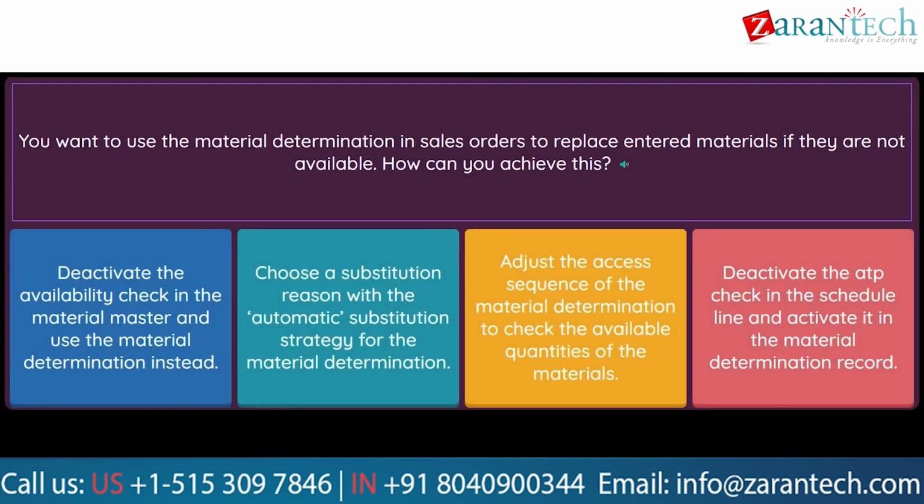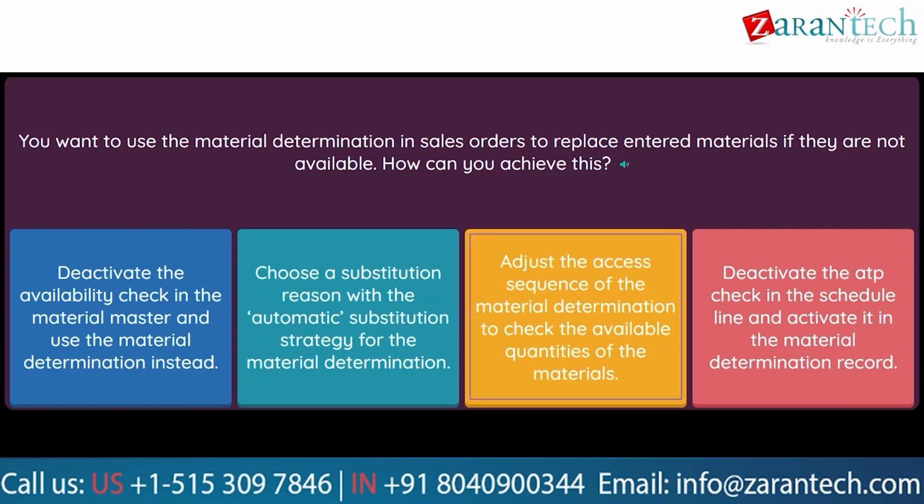Question: you want to use the material determination in sales orders to replace entered materials if they are not available. How can you achieve this? Option 1. Deactivate the availability check in the material master and use the material determination instead. Option 2. Choose a substitution reason with the automatic substitution strategy for the material determination. Option 3. Adjust the access sequence of the material determination to check the available quantities of the materials. Option 4. Deactivate the ATP check in the schedule line and activate it in the material determination record.